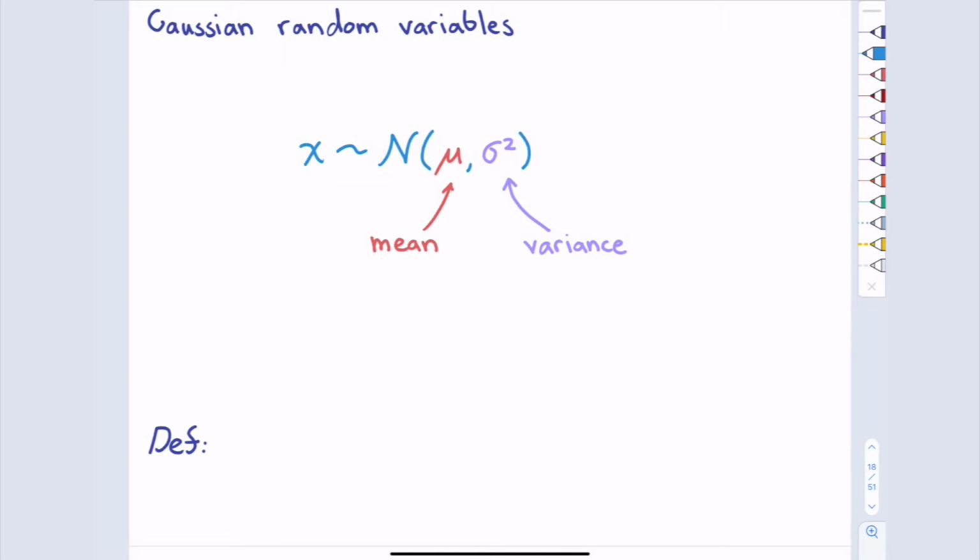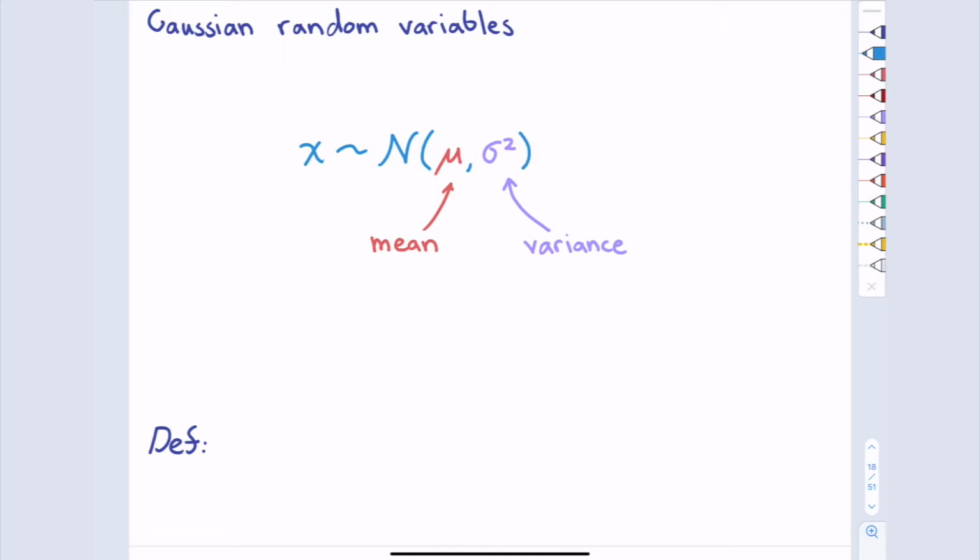You have probably been exposed to some extent to Gaussian random variables before, the normal distribution. Often we write that X is drawn from the normal distribution. It has two parameters, mu and sigma squared. Mu represents the mean, sigma squared represents the variance. So X will have mean mu and variance sigma squared.